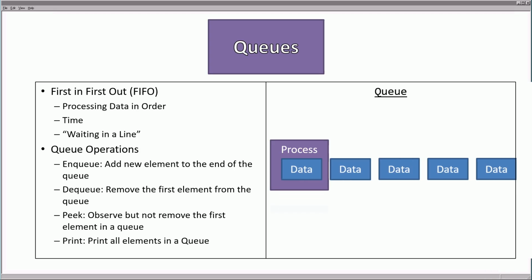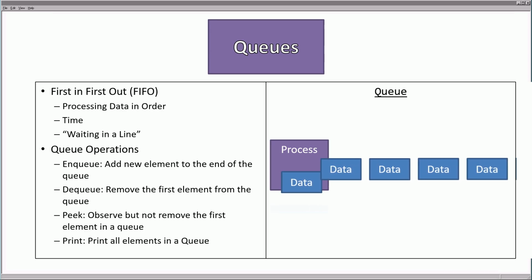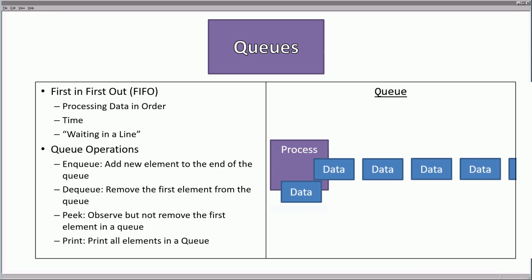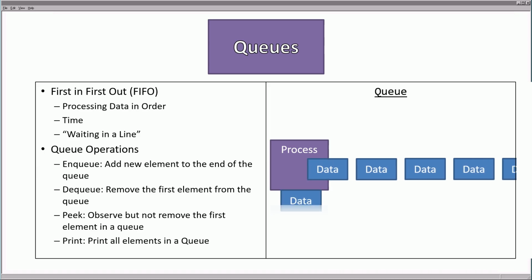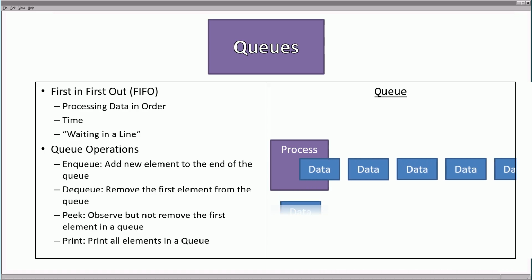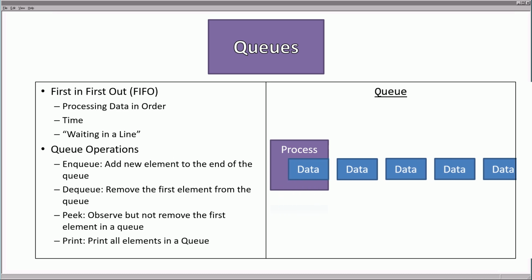In a previous lecture, we went over that a queue is a first in, first out data structure. It's used to process data in order, and you can consider this as waiting in a line. The common queue operations are enqueue, which adds a new element to a queue, dequeue, which removes the first element from a queue, peeking, which involves observing the first element but not removing it, and also printing all the elements of a queue.